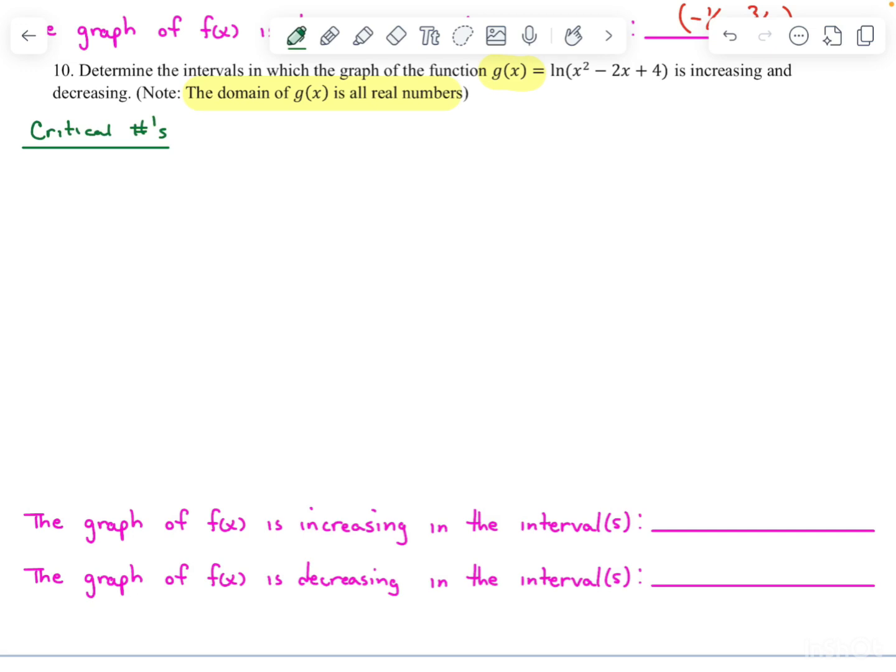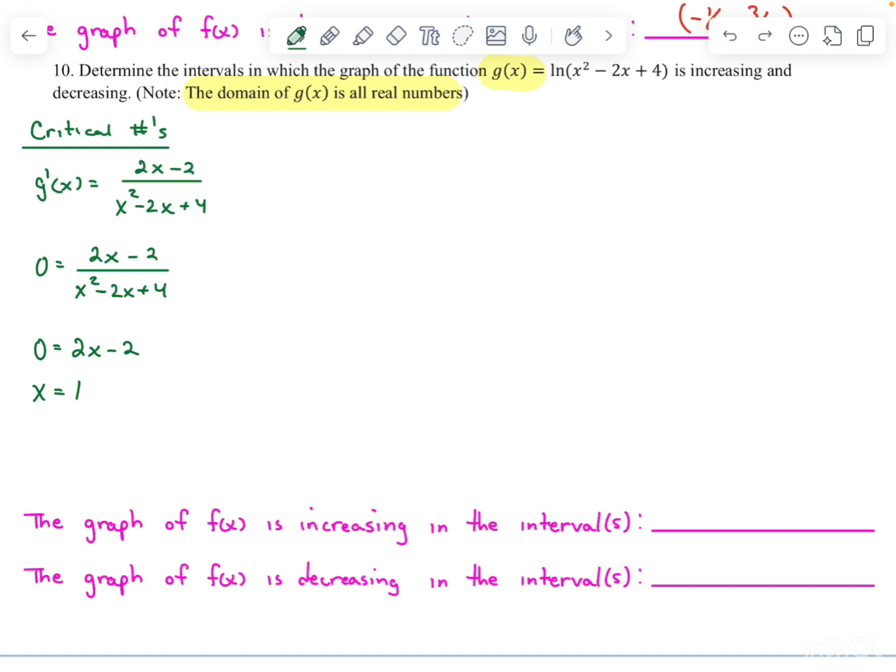So I'm going to take the derivative of g of x and set it equal to 0. That will look like this. The only way a rational function is equal to 0 is if the numerator is equal to 0. So we have 0 is equal to 2x minus 2, which implies that x is equal to 1. Since 1 is in the domain of g of x, we can conclude that 1 is a critical number.